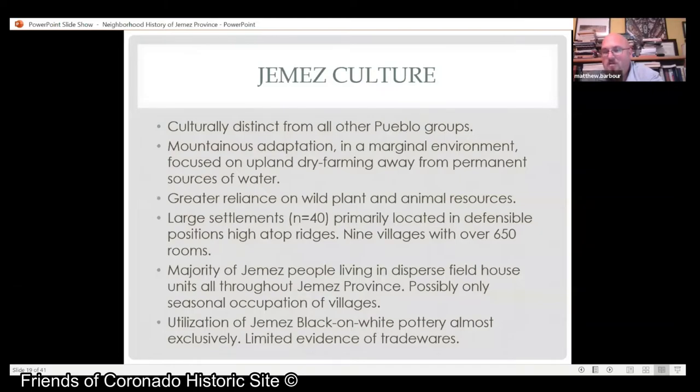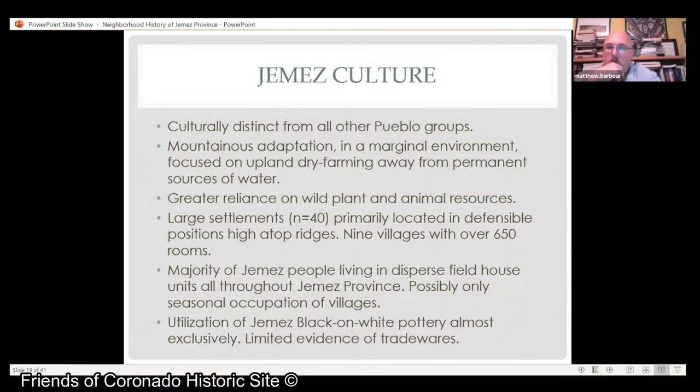Sort of. The Jemez go to almost an absurd degree on that. And unlike Acoma, who farmed down below the village, the Jemez farmed right up on those mesa tops too. There's 40 large settlements and at least 9 that had over 650 roofs. So a big cultural center in Jemez province.